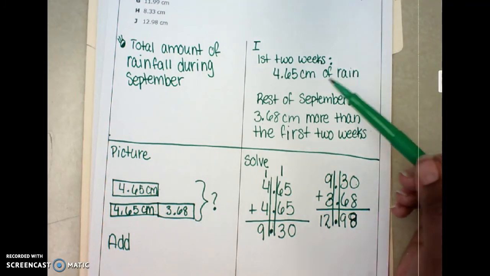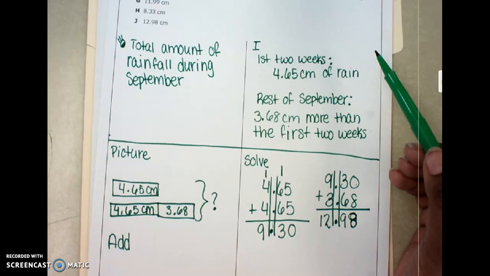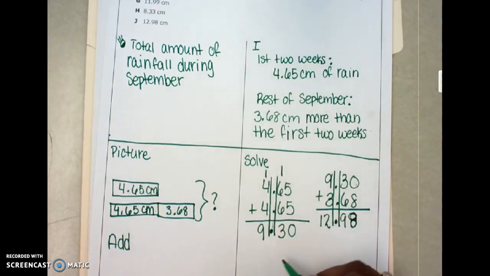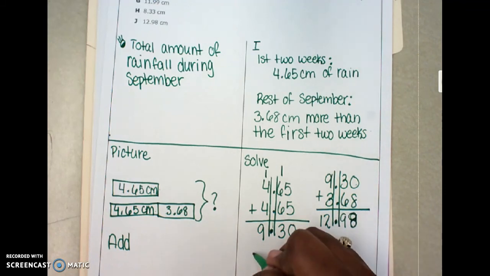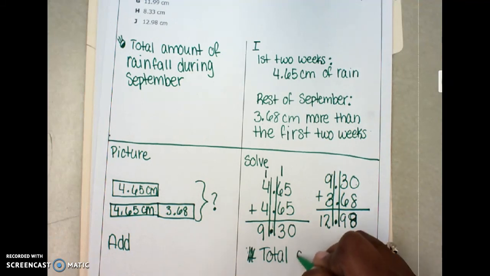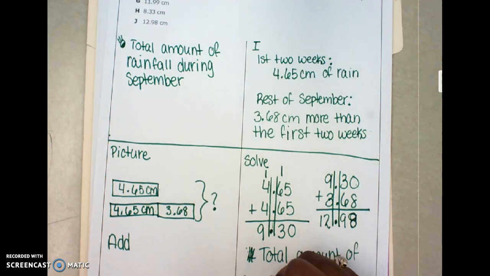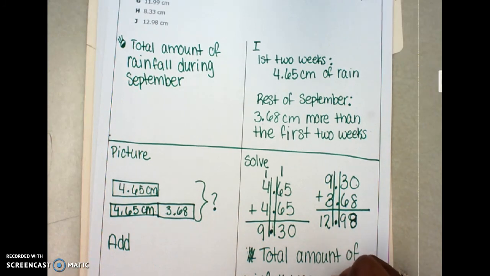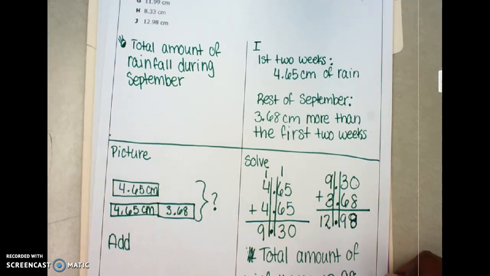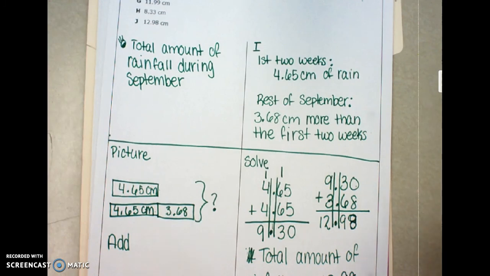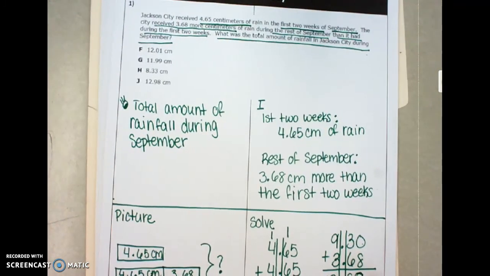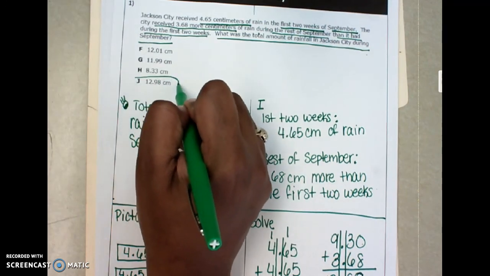So, what was the total amount of rainfall in Jackson City during September? My total amount of rainfall was 12.98 centimeters of rain. And that would be answer choice number J.